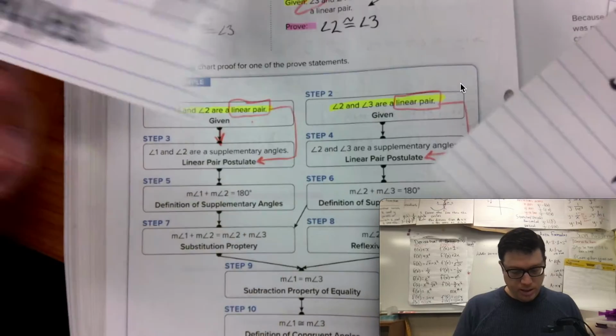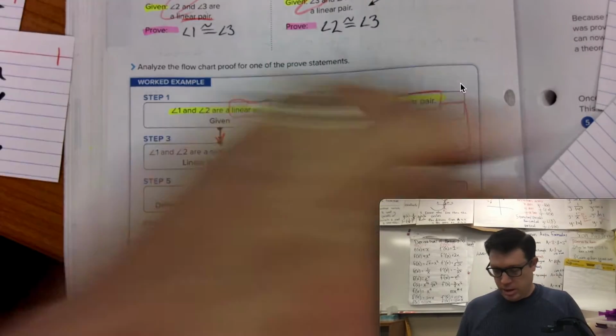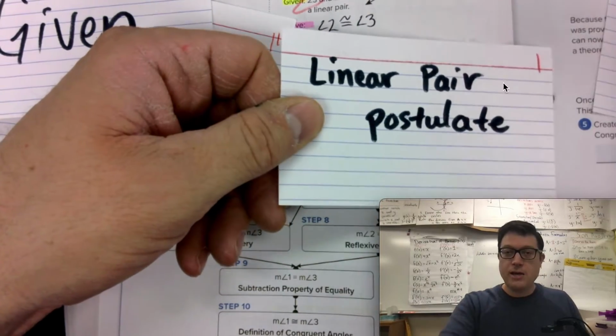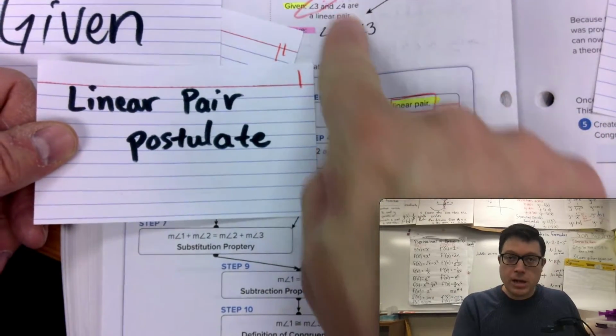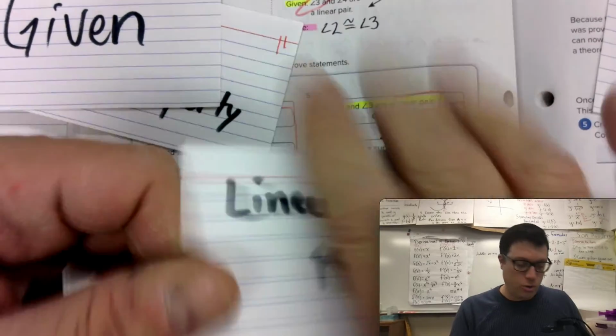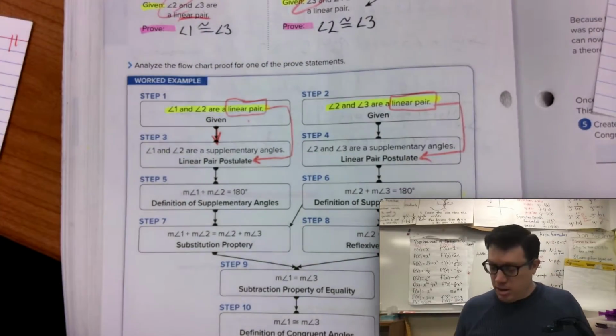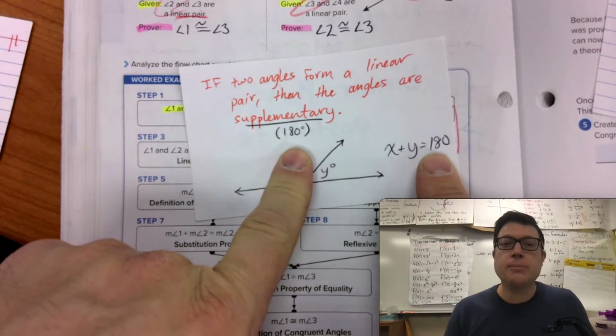Linear pair points to something we call the linear pair postulate. And as a reminder, it's not there. Where did linear pair postulate go? Here it is. So I know that if this was a vocabulary word, I'm going to have to find that note card, and I'm going to have to use that note card. Okay, if they're linear pair, then they are supplementary.